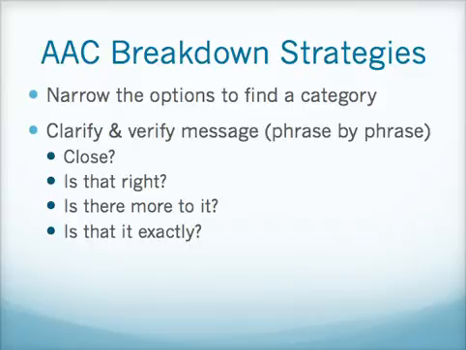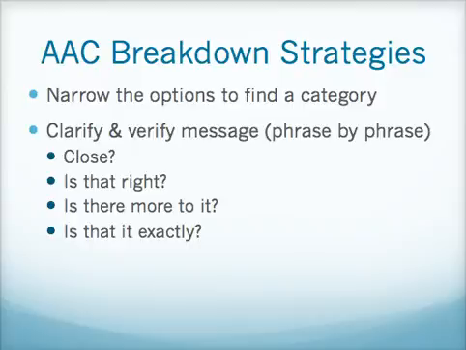So the first strategy is to narrow the options and find a category. This can be done by simply asking questions. You may ask the student, are you trying to tell me something or are you trying to ask me something? By using yes, no responses, the student is able to answer those questions until you can narrow down what it is that they're trying to do. So what's the form and the function of the communication? And then you can get to the actual topic through that same strategy.